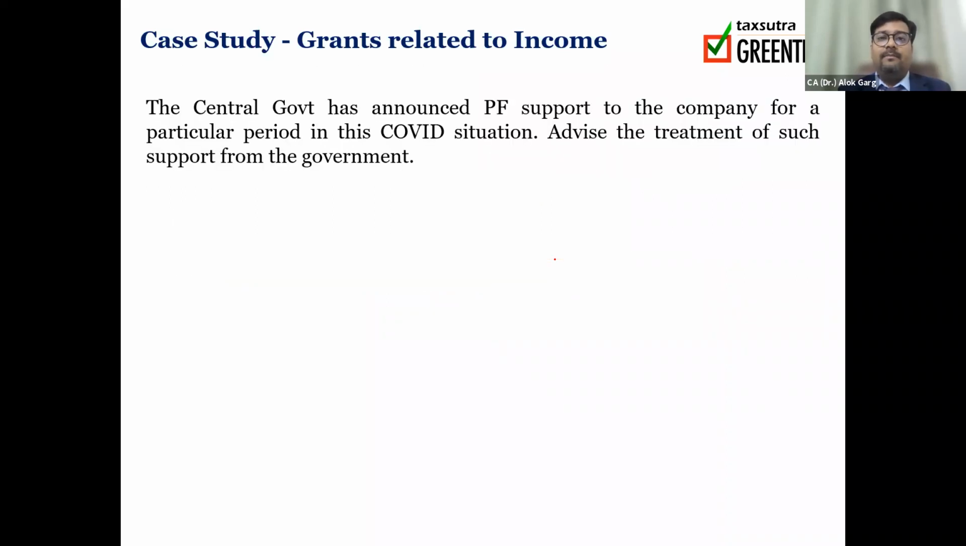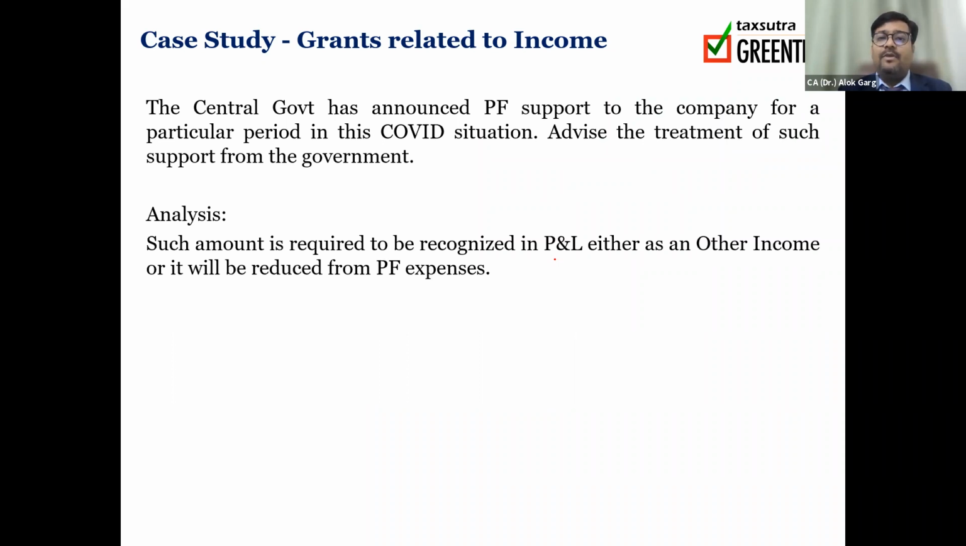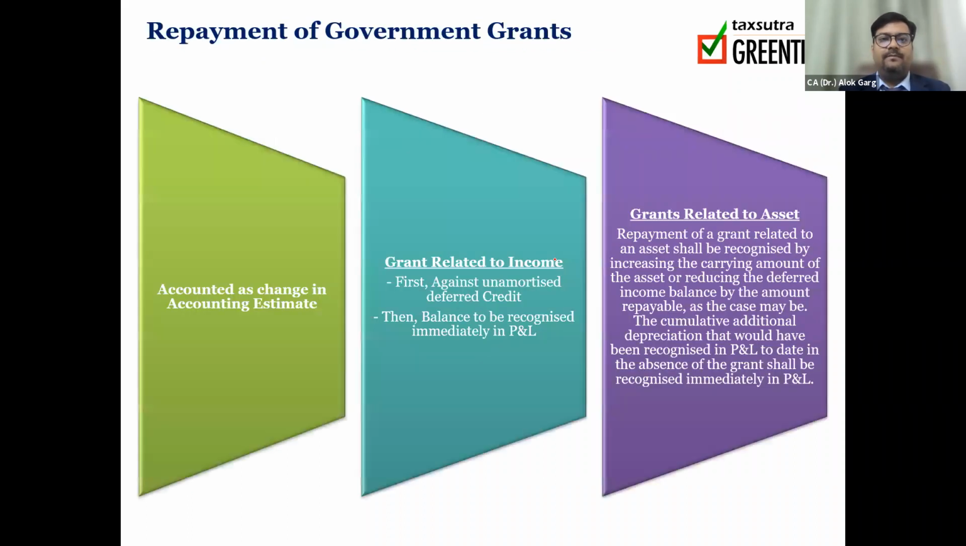Grant related to income. Again, the central government has announced PF support, provident fund support, to the company for a particular period in this COVID situation. Advise the treatment of such support from the government. Such amount is required to be recognized in P&L as other income or it will be reduced from the provident fund expenses. So both approaches are applicable.